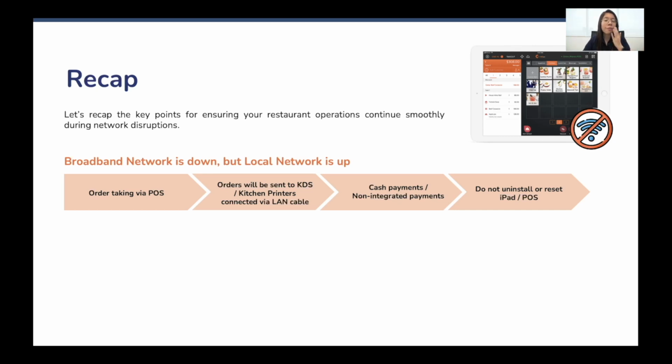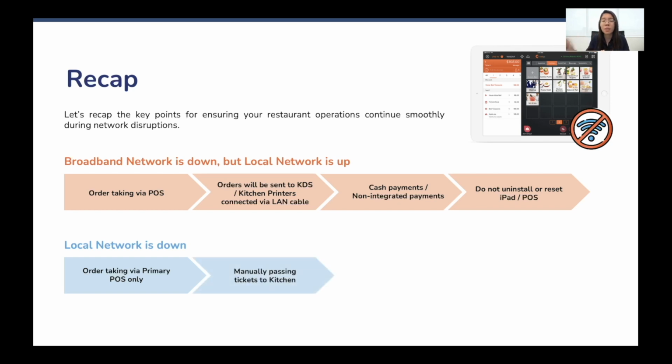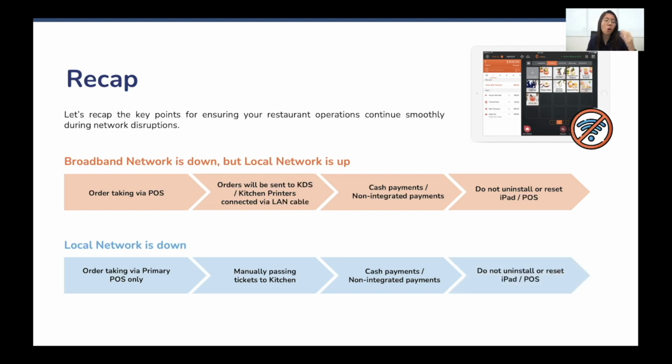On the other hand, if you are encountering a situation where the entire local area network is down, you can still proceed with order taking using your primary POS, and take note that in this situation, your kitchen printers may not be able to print tickets after order submission, and hence, you must manually pass the handwritten tickets to your kitchen staff. Cash payment and non-integrated payments can still be processed on the primary POS during this situation. Similarly, avoid uninstalling or resetting your iPad and POS to prevent data loss.